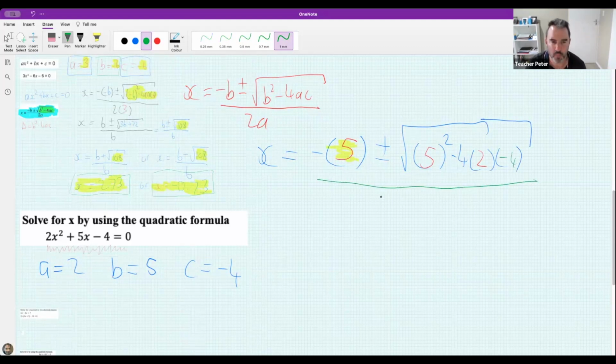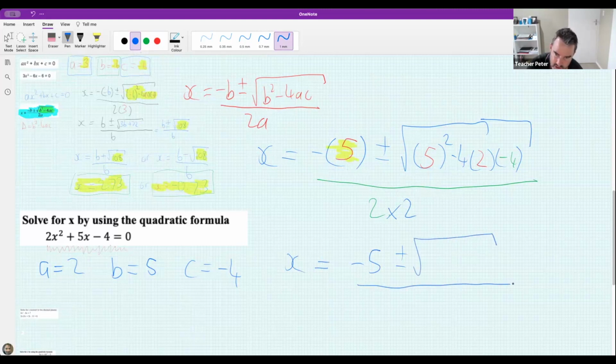Okay, and on the bottom, what are you going to have here? 2 multiplied by 2.5? Oh, 2A. I'm making mistakes today. 2 times 2, exactly. So then we have -5 plus minus whatever delta works out to be, over 4. So let's just check everyone gets the same delta value.